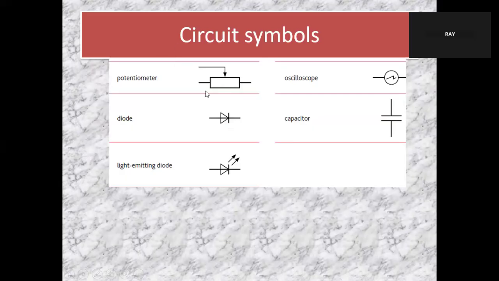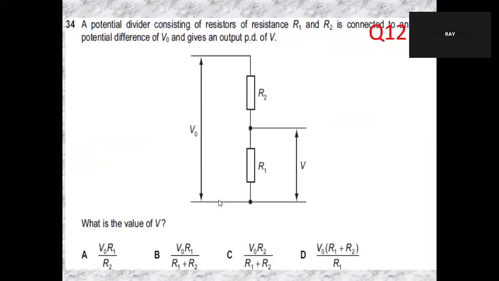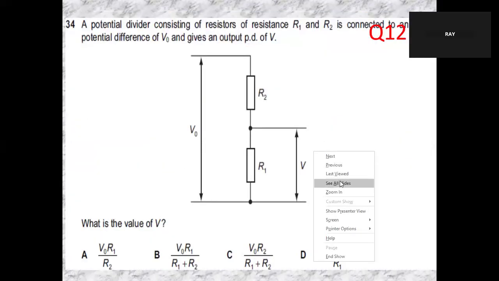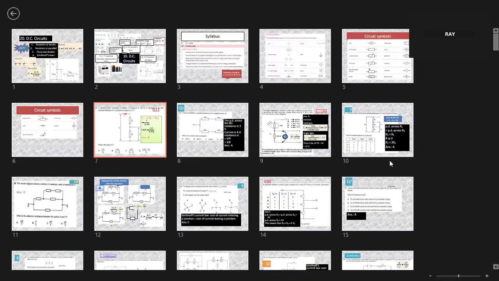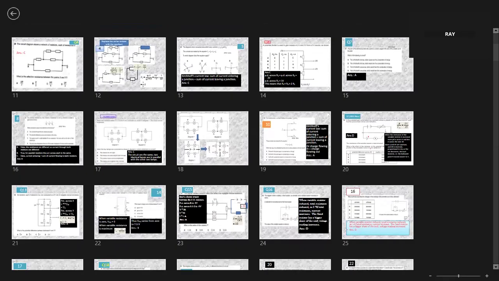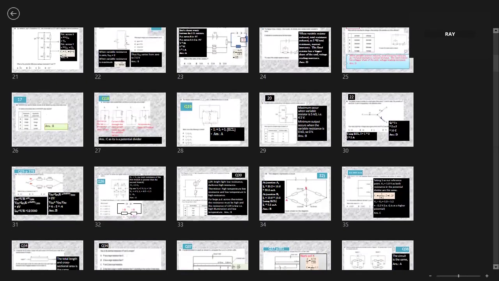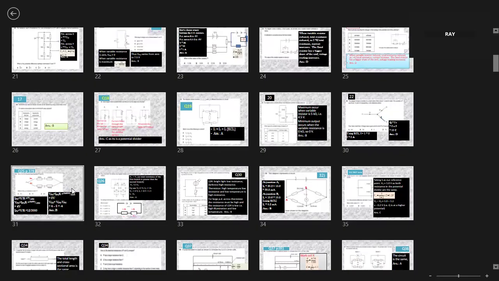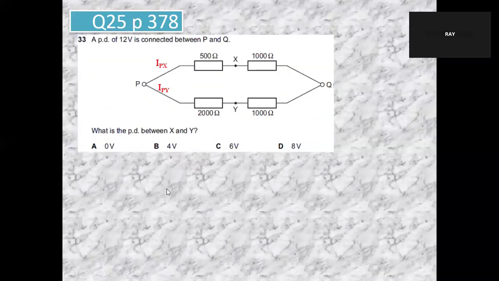Right? Potentiometer, oscilloscope, capacitor, diode, light emitting diode. Okay, we have covered. We are now on this question.